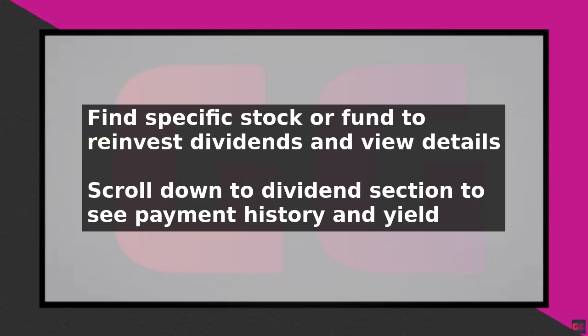To reinvest dividends, you need to enable the dividend reinvestment option. To do this, click on the three dots next to the dividend yield and select the Reinvest Dividends option. You will then be prompted to confirm that you want to reinvest dividends for this specific holding. Once you have confirmed, the dividend reinvestment option will be enabled and all future dividend payments will be automatically reinvested in the same stock or fund.